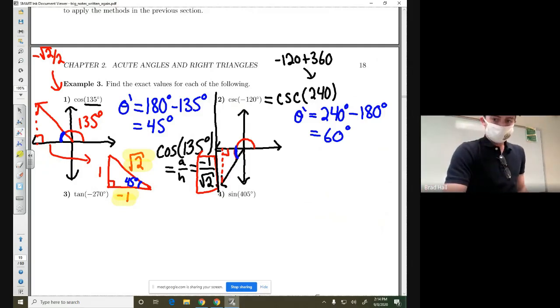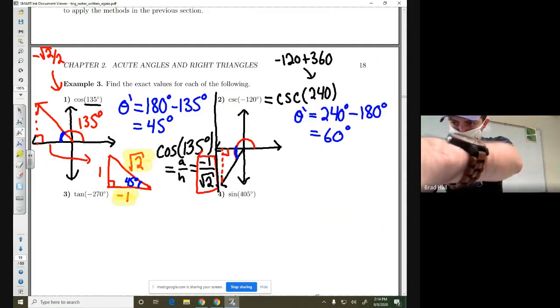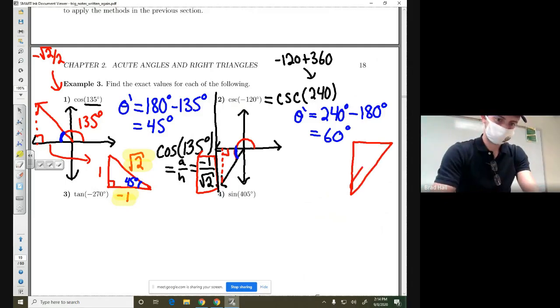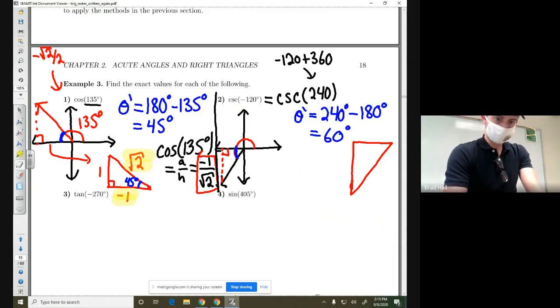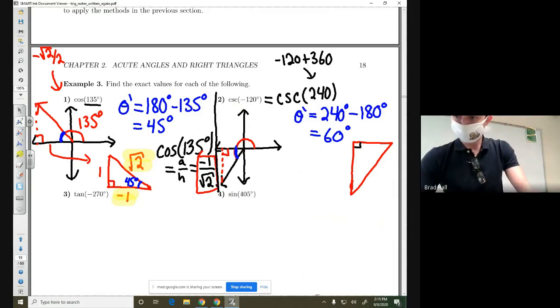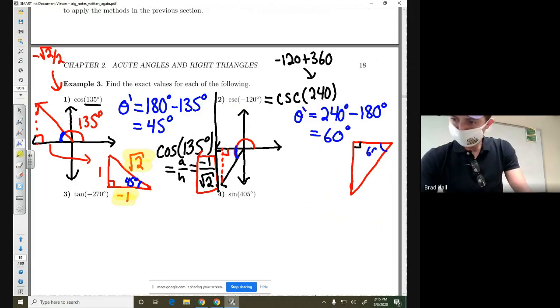So now what I'm going to do, like I did before, is redraw the triangle. If you have enough space on yours, you don't have to redraw the triangle. I just need more space here. Okay, so here is the triangle, and here is the 60 degrees.